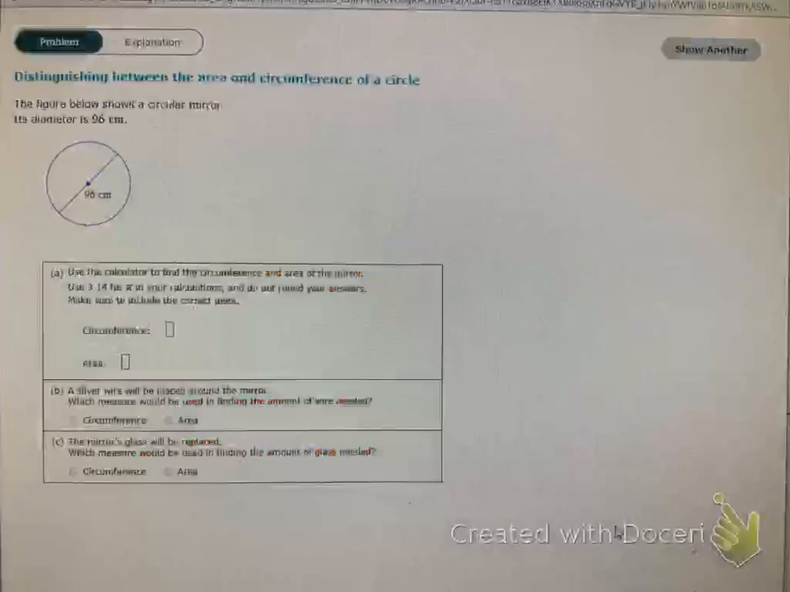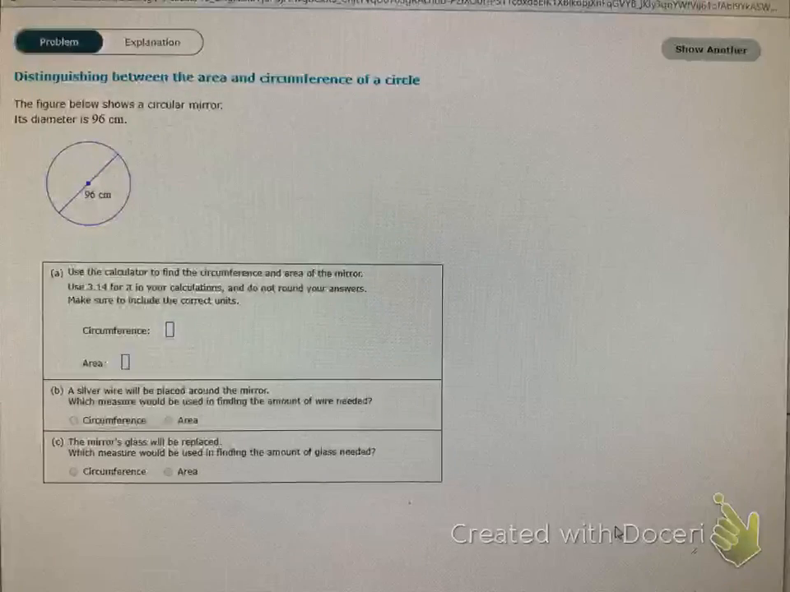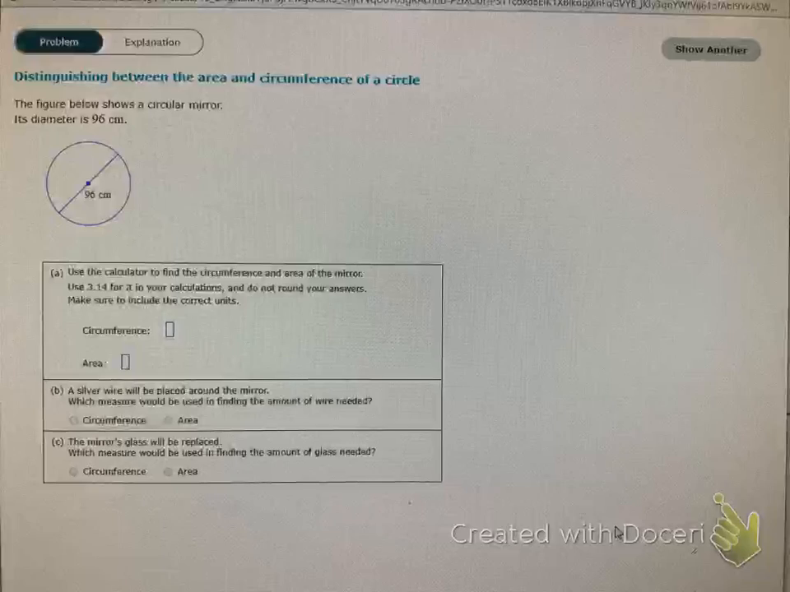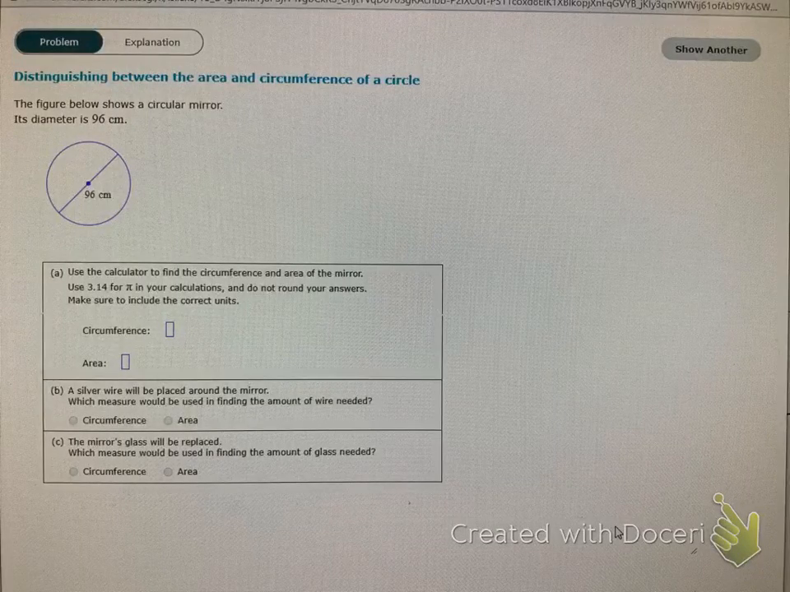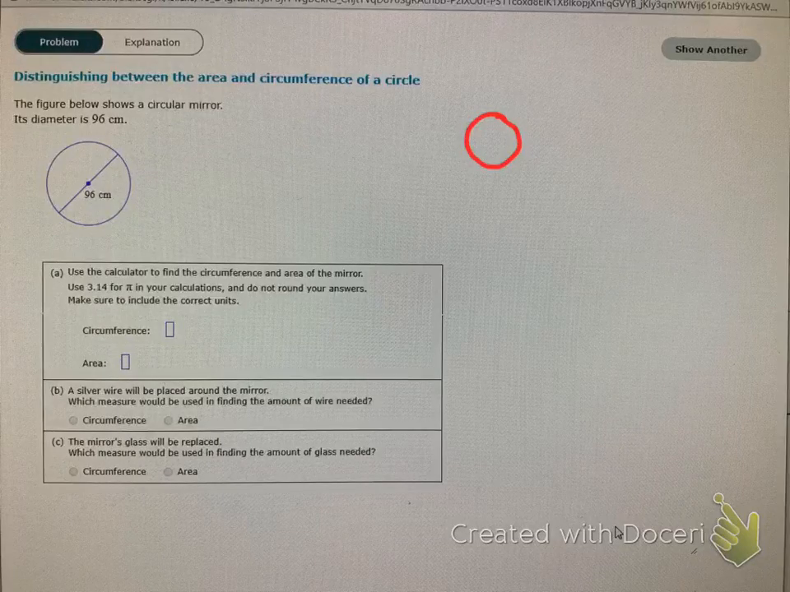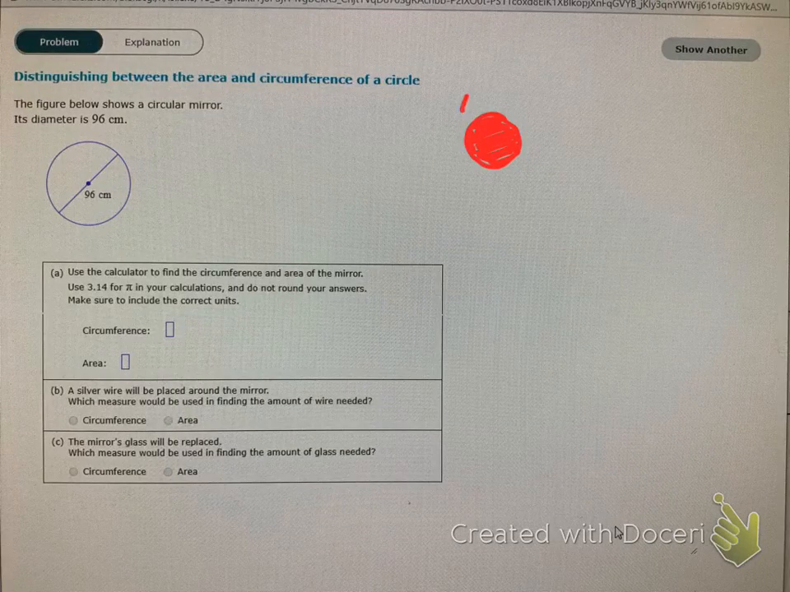And finally, we're going to go to one last problem. And then this should be all the kinds of problems that you should have on your quiz. So this one is called distinguishing between the area and the circumference. So area, when we look at a circle, the area talks about how much goes inside of that, how much space is inside of this circle. That's area.